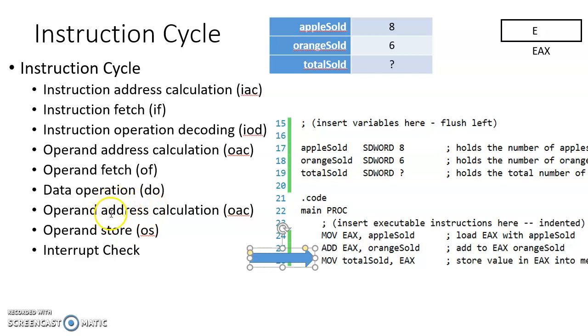So the operand address calculation will figure out where total sold is. In other words, calculate the physical location where that is. And then for the operand store, that E is going to get stored here into memory. And then that's done with the operand store. What I was just trying to do here was relate which pieces correspond to which pieces in the instruction cycle.